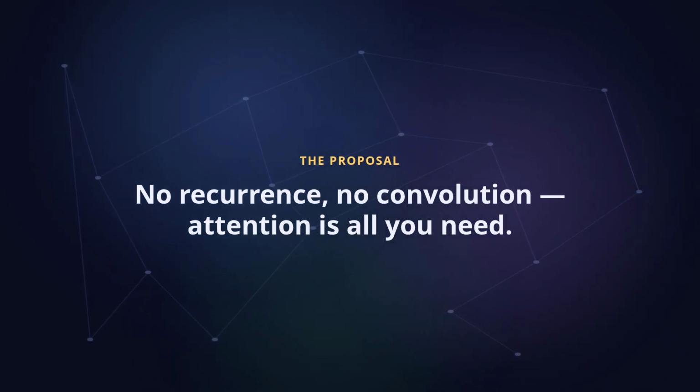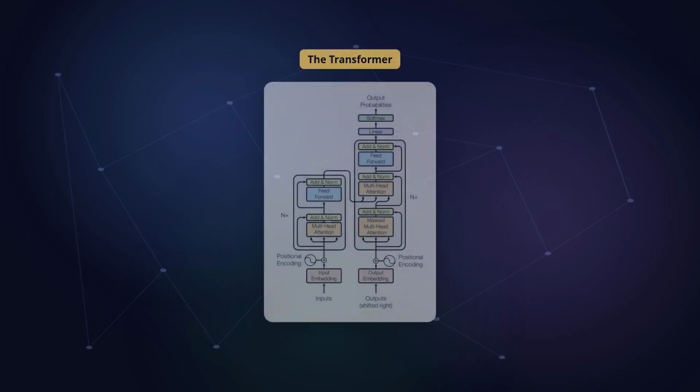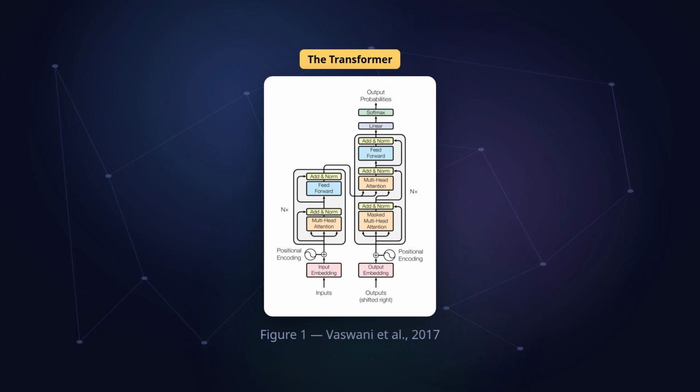The transformer is built on attention alone, which lets every position be computed in parallel and connects any two positions in a single step. Here is the full architecture. An encoder on the left maps the input sequence into a representation. A decoder on the right generates the output one token at a time. Each is a stack of 6 identical layers.